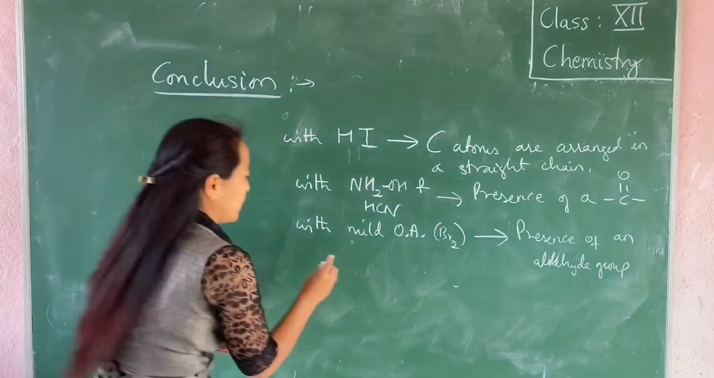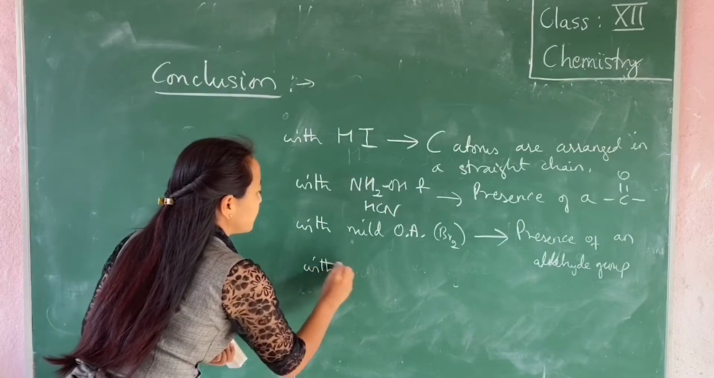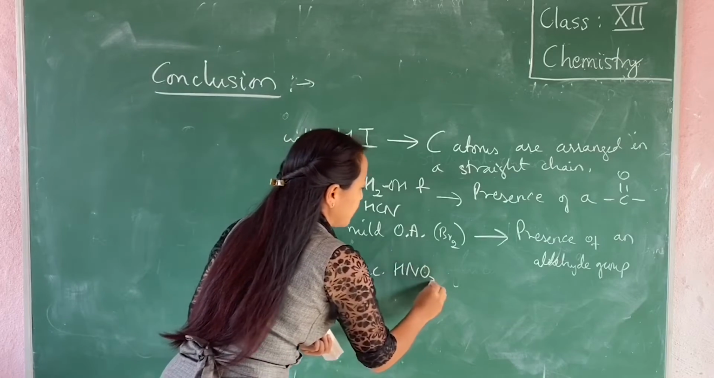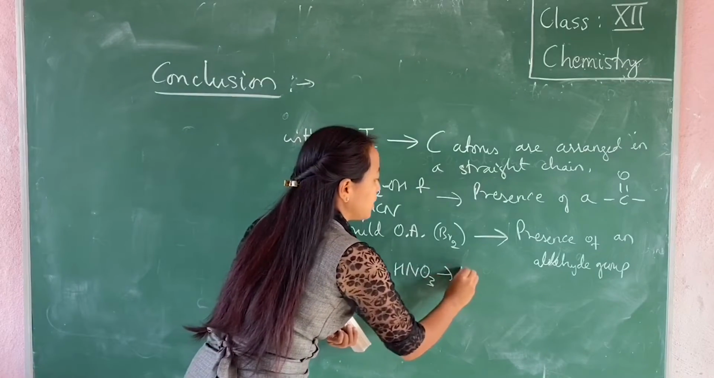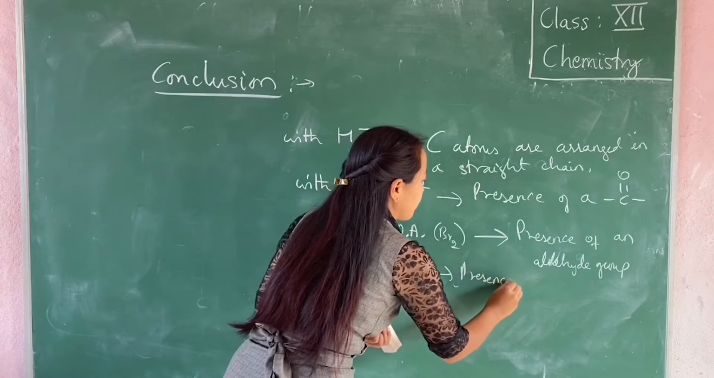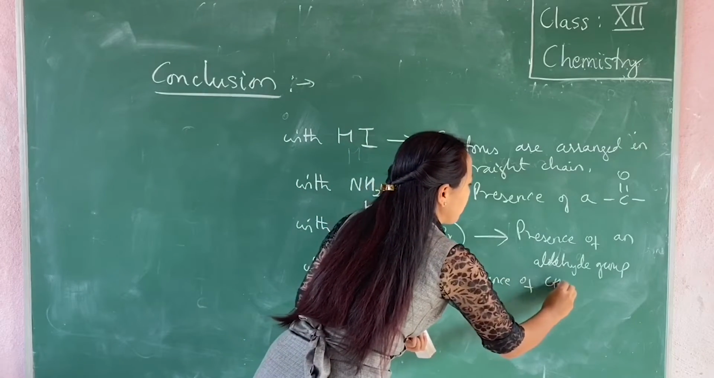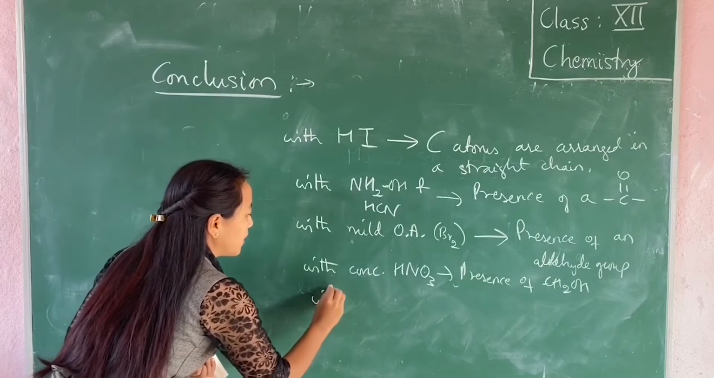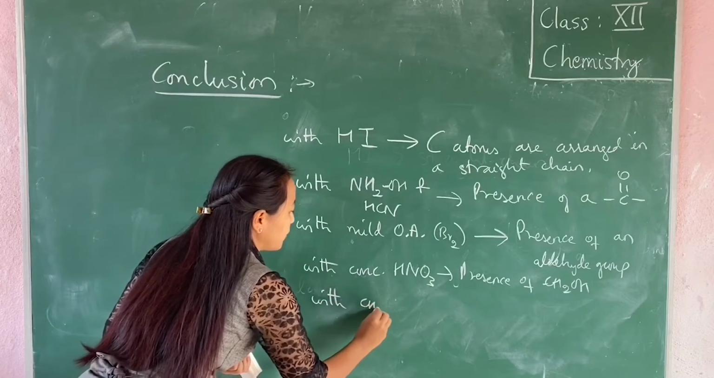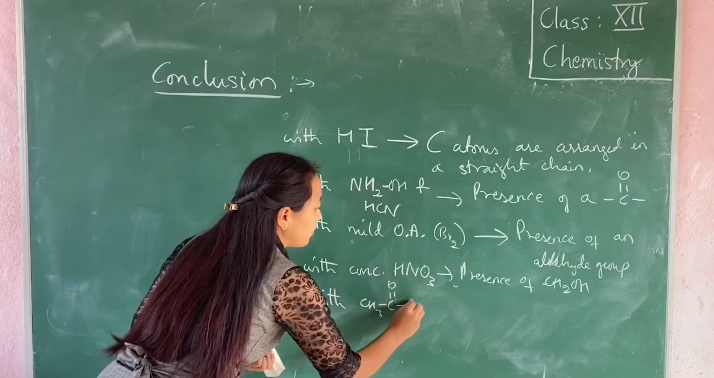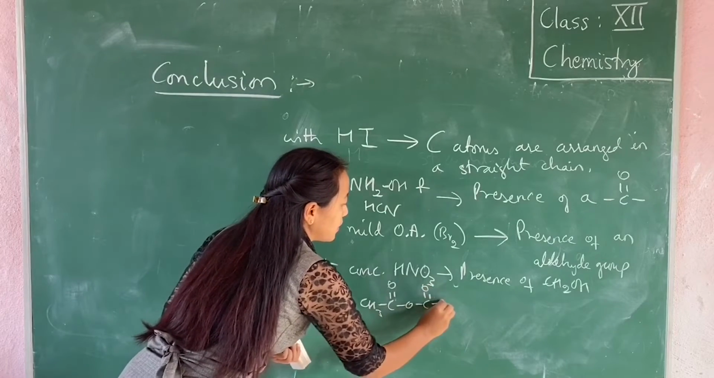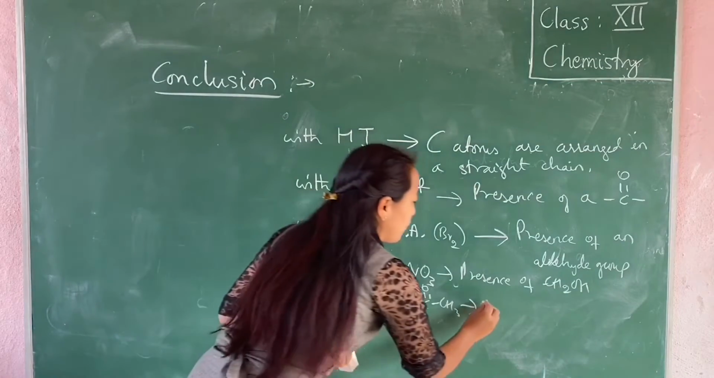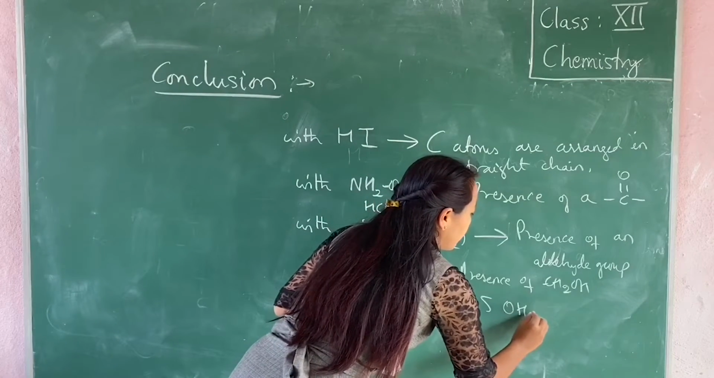and with concentrated HNO3, which acts as a strong oxidizing agent, shows presence of primary alcohol CH2OH, and then with acetic anhydride, CH3 C double bond O, O, C double bond O, CH3, it confirmed the presence of 5 OH groups.